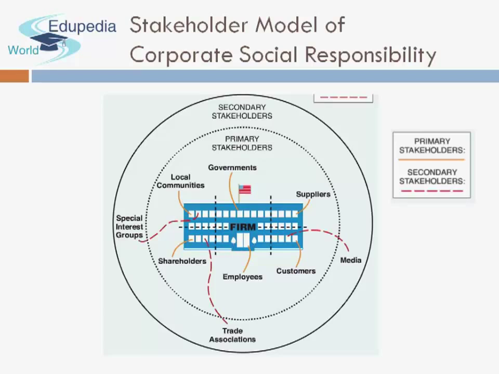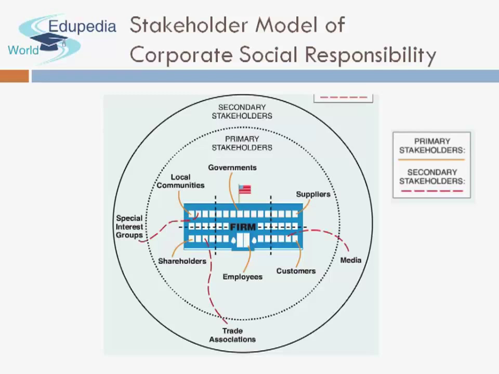When we talk about the stakeholder model of corporate social responsibility, then there are two types of stakeholders, the primary stakeholders and the secondary stakeholders. Primary stakeholders, we have government, local communities, suppliers, shareholders, employees and customers. So these are the people who are very much directly related to the organization. When we talk about the secondary stakeholders, then comes the trade associations, special interest groups, and the media, who are not directly related to the organization, but of course are indirectly related.